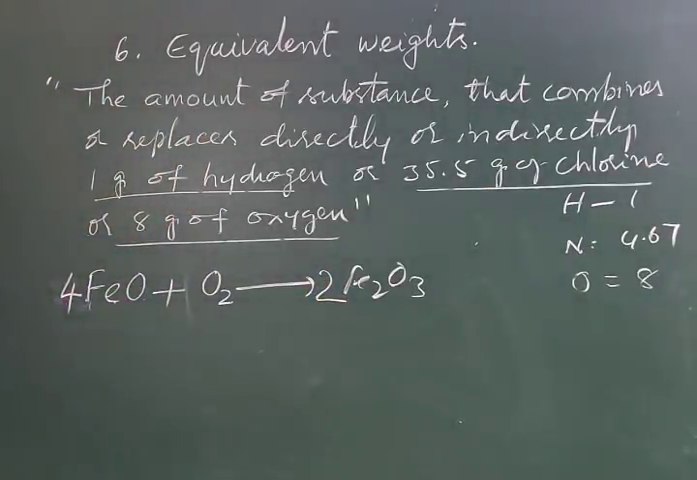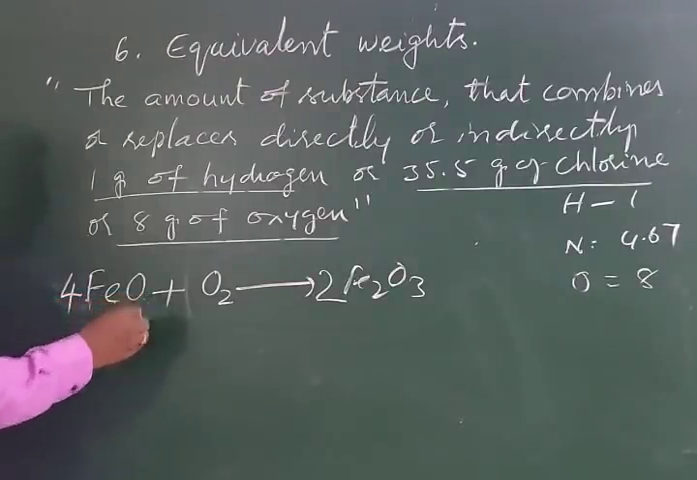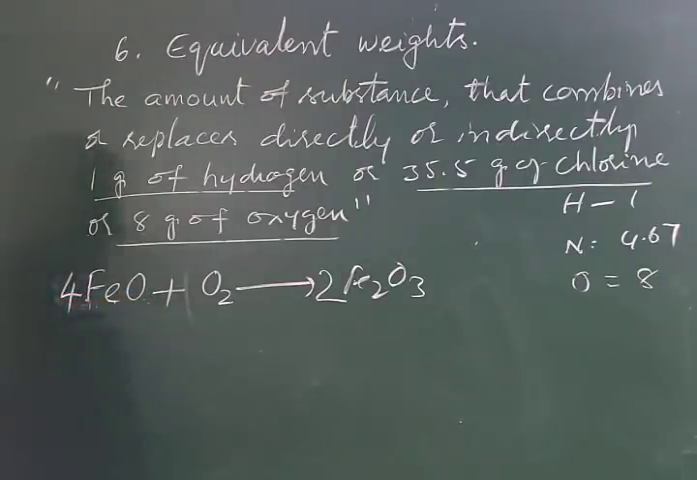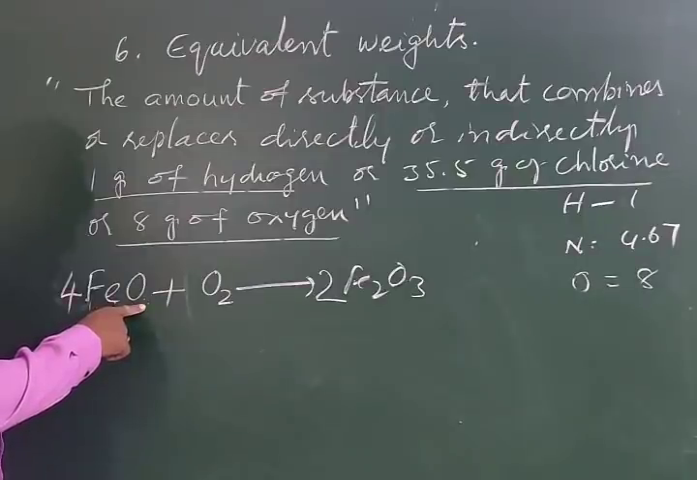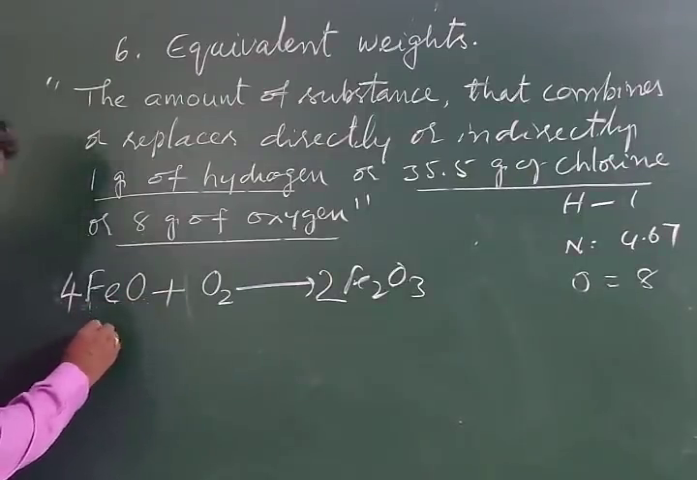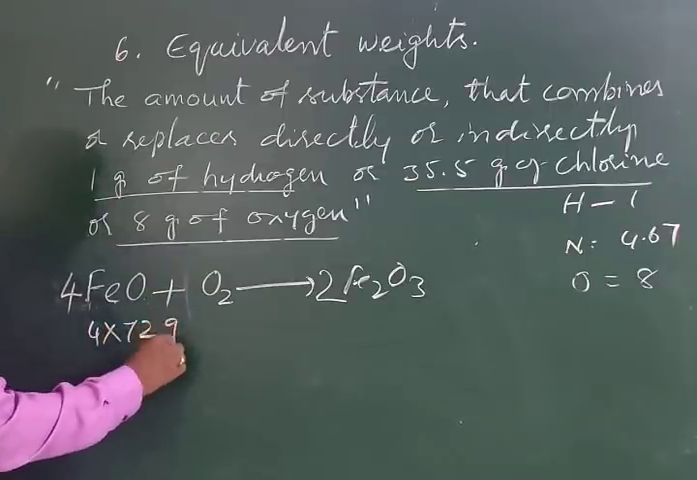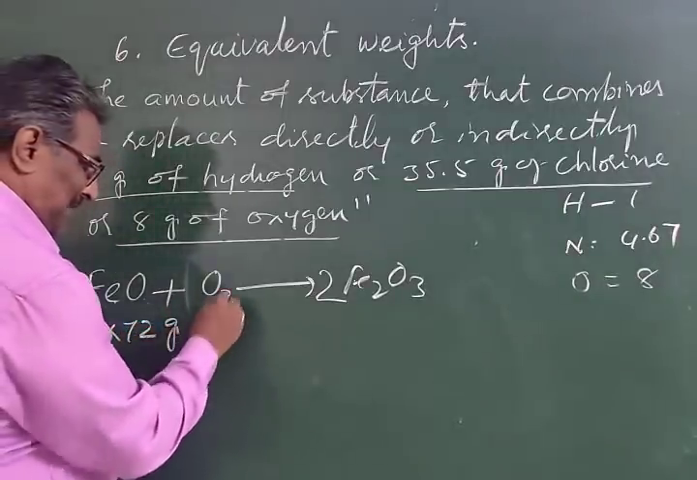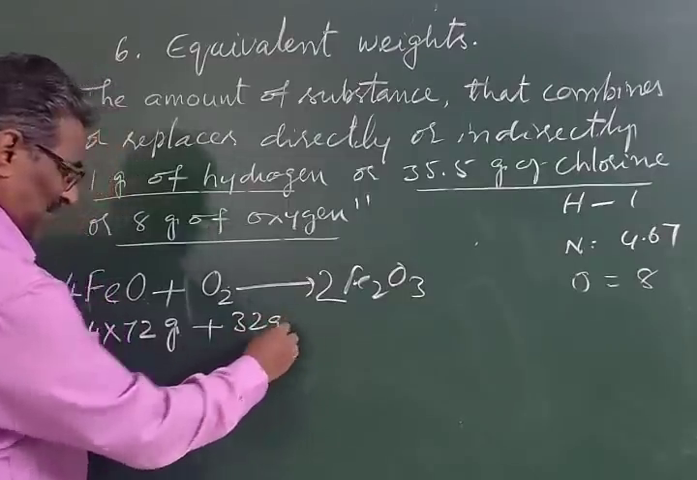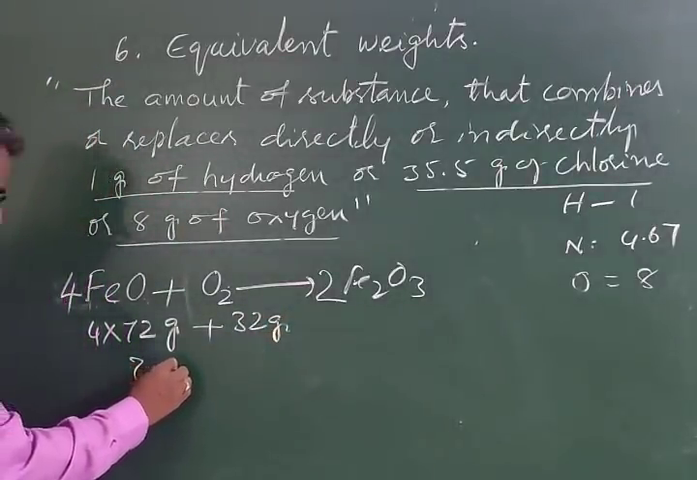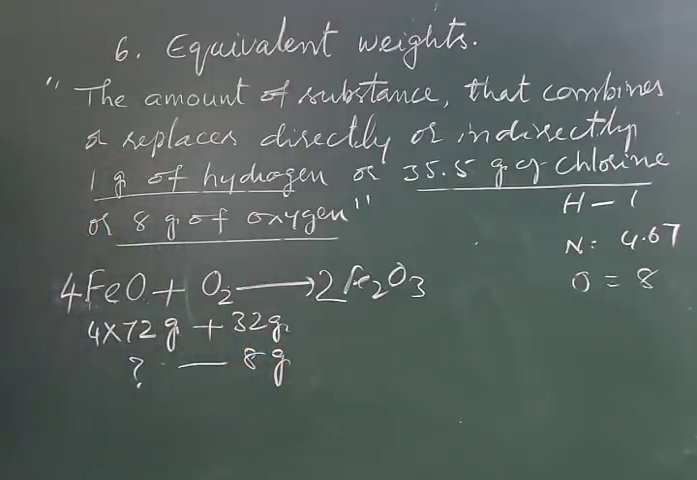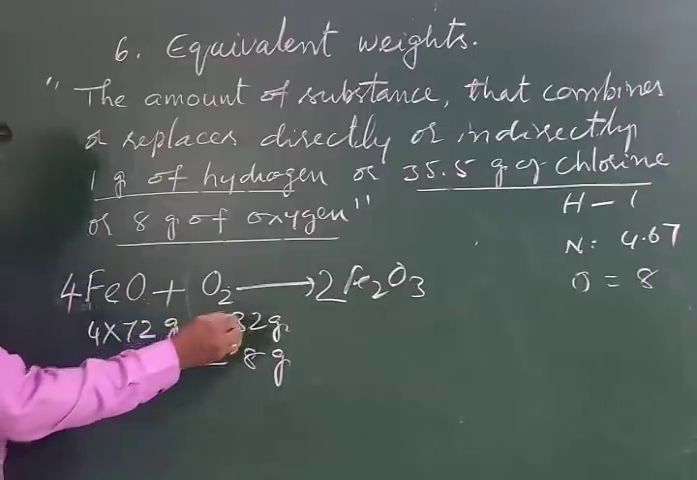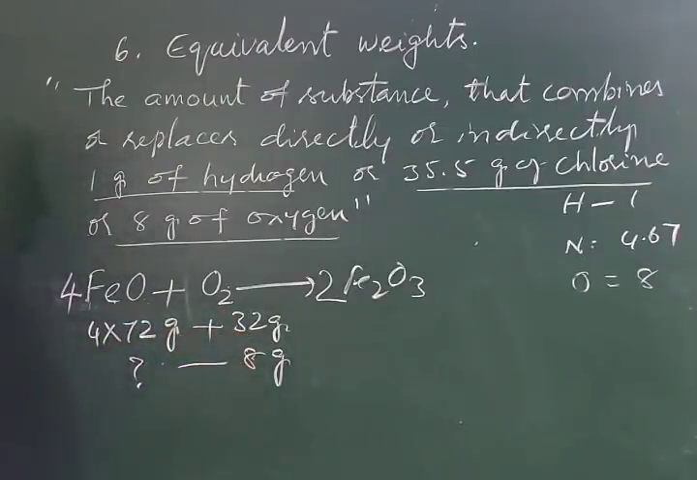Here 4FeO. What is the molecular mass of FeO? 56 plus 16, that is 72. 4 into 72 grams of FeO combined with 32 grams of oxygen. How many grams of this one combined with 8 grams of oxygen?